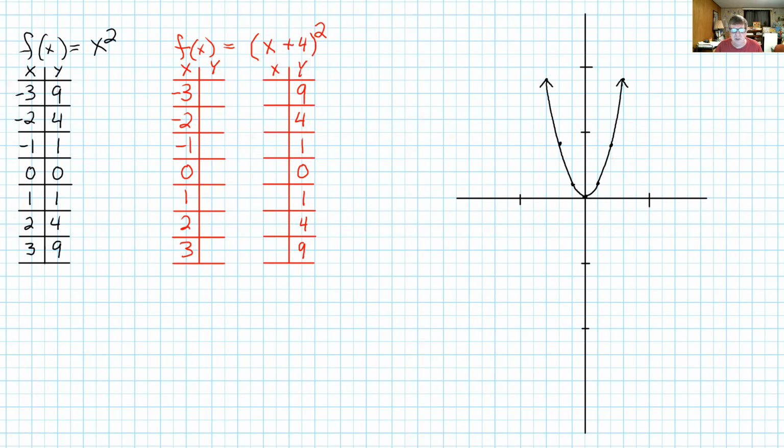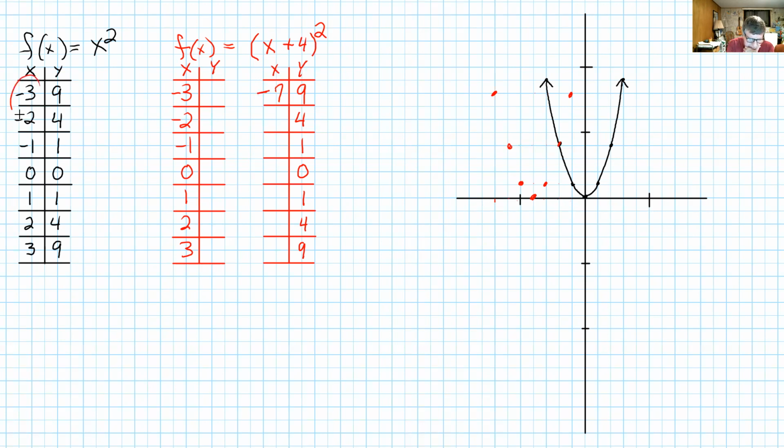How about this one, a +4? Well, if that's true, then a +4 should move it 4 units in a negative direction. Let's see if that's correct. If we move this over 4 units, 1, 2, 3, 4, 4. Let's see, 1, 2, 3, 4, 5, 6, 7. -7.